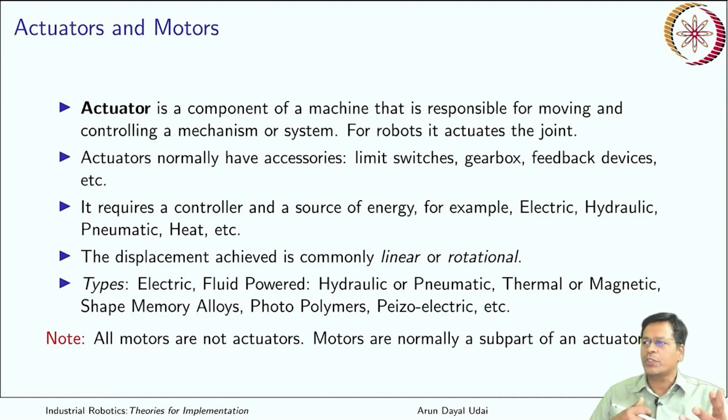So an actuator can be both. It can be a linear actuator, it can be a rotational actuator. So different types of actuators are there. It can be electric or fluid powered like hydraulic or pneumatic, thermal or magnetic, shape memory alloys, photopolymers, piezoelectric devices are also there to move your joints.